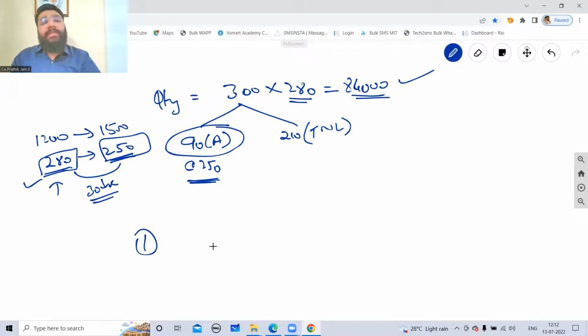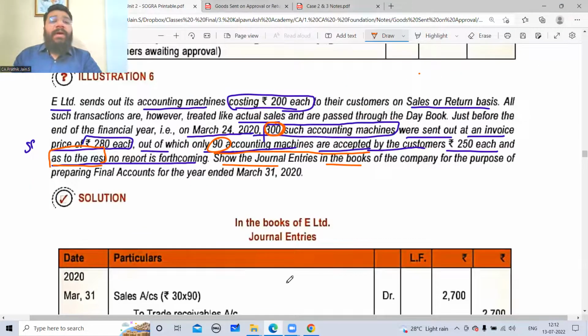What will be the sale entry? First sale entry. Anywhere in the question have they mentioned that the original sale has already been debited to the customer's account? Which means the first sale entry is not recorded. So on March 24th, when the goods were sent, that entry is not recorded. We have to capture that.